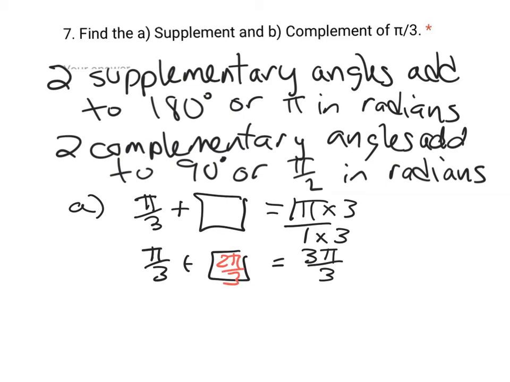Because when I add the numerators together, I'm going to get 1 pi plus 2 pi's, which gives me 3 pi's, over my denominator, which is 3. So the supplement is 2 pi over 3.